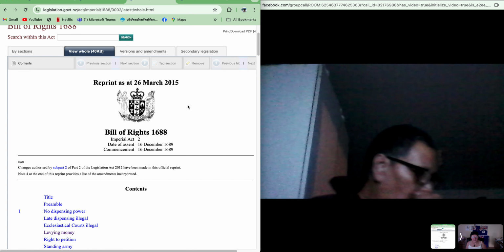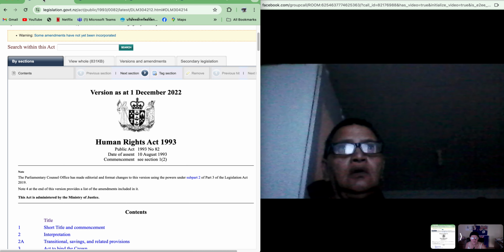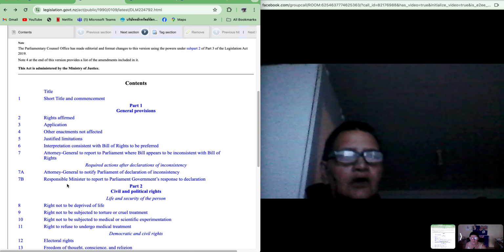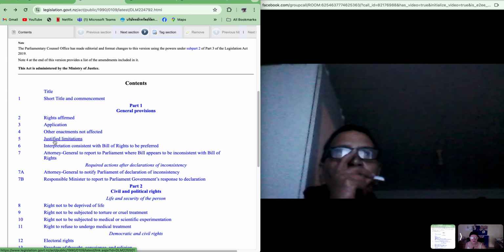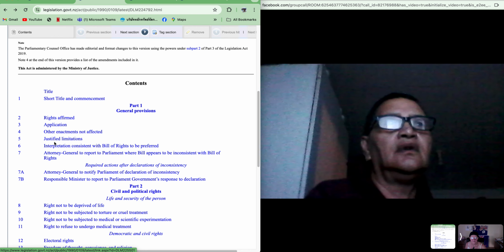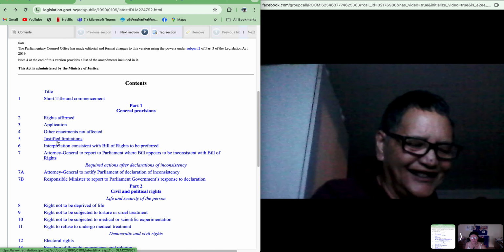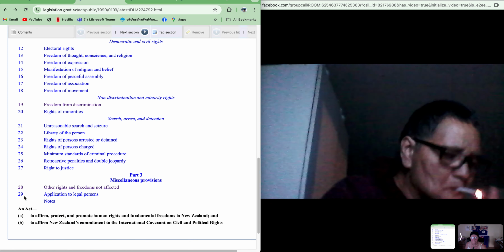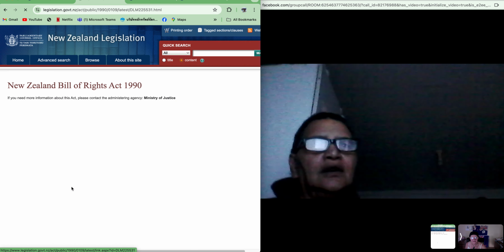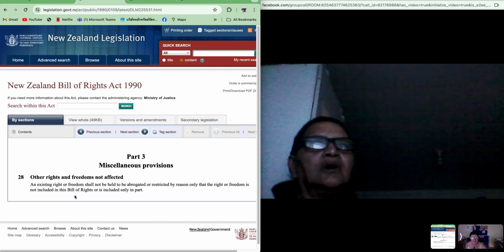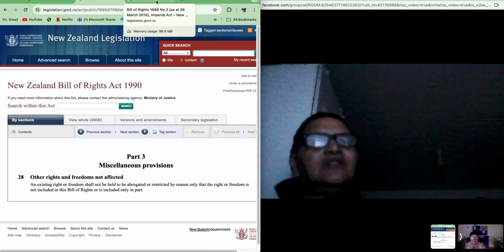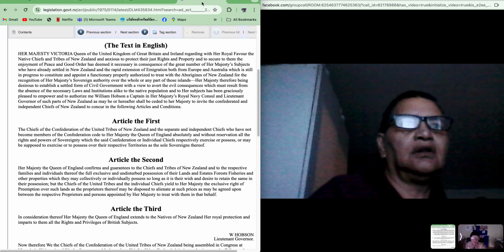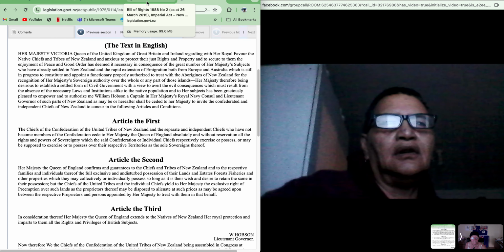And so that's why this Human Rights Act comes under Section 5, Justified Limitations, which means that they can give it to them if they want or not give it to them if they don't want. That is not the case for Section 28 for our other rights that were existing before the 1990 was created. Which rights existed beforehand? This one and this one. And you clearly cannot have a treaty. It is impossible to have a treaty without a Bill of Rights.